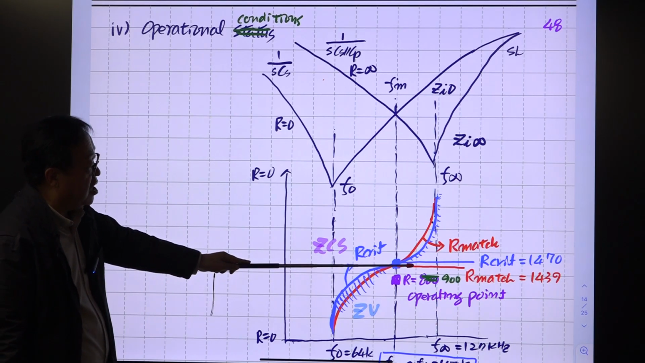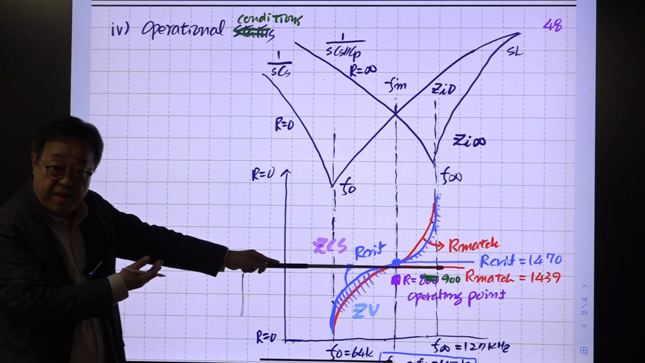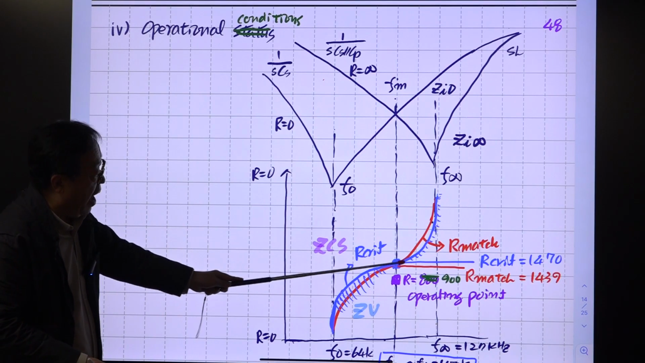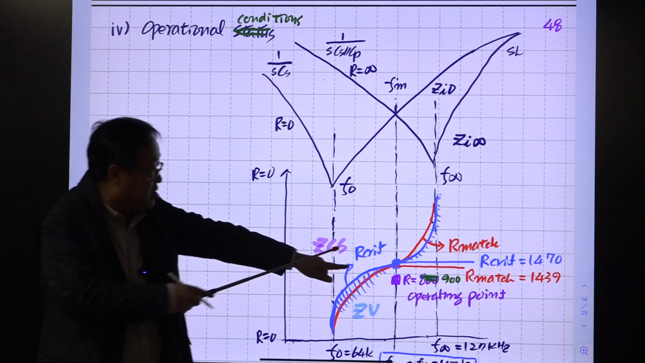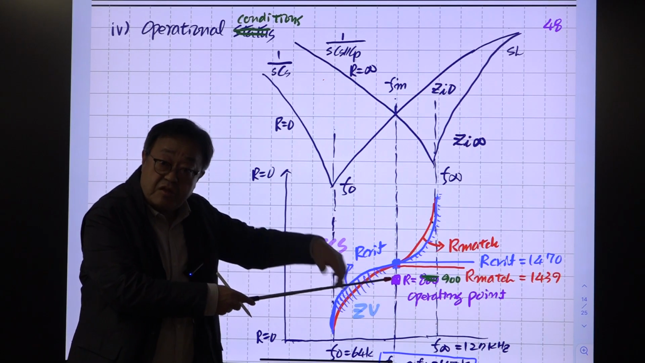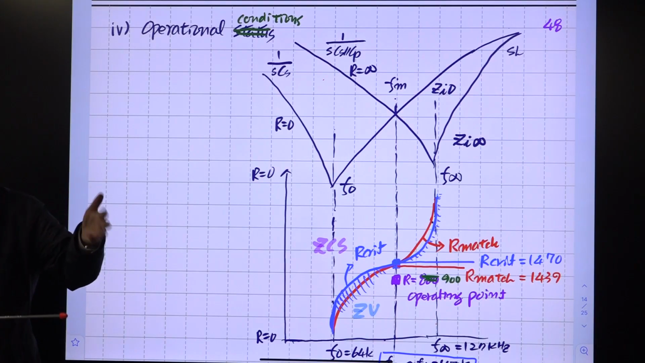Okay? R critical and R match. This is the borderline between CCM and DCM operation. And this is the R for the maximum power transport. They match, they merge together at this frequency, the FM frequency. That is the definition. It comes from the derivation of this R critical, right?